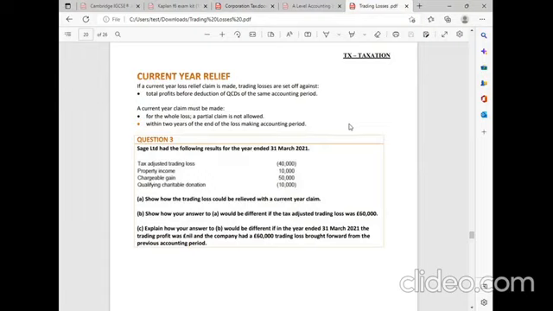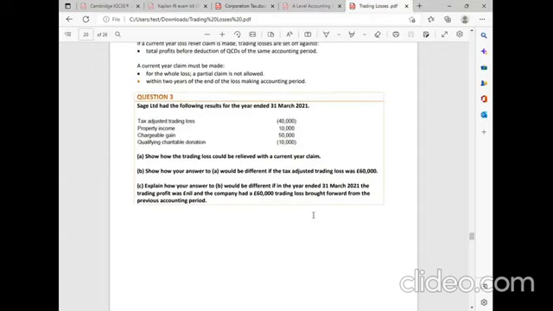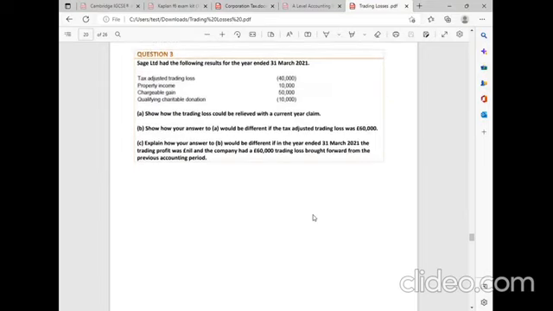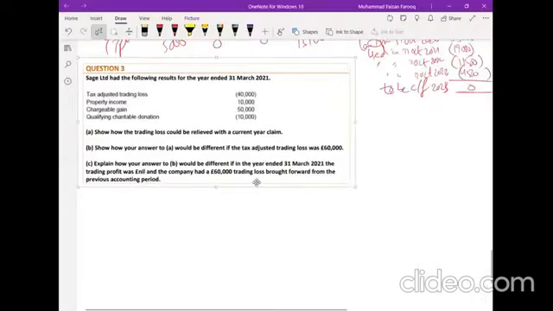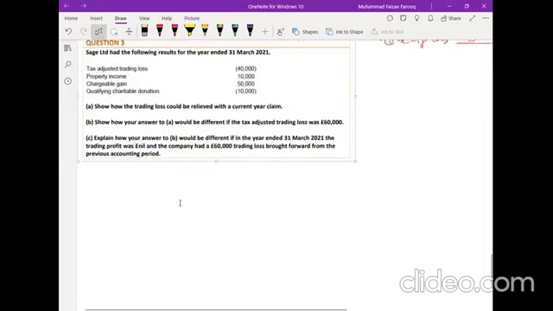Now the current year loss relief will work for the whole year of loss, and we will apply it. You have a question called Sage Limited on your screen. I need you to read it, please. Sage Limited had the following results for the year ended 31st March 2021: tax adjusted trading loss 40,000, property income 10,000, chargeable gain 50,000, qualifying charitable donations 10,000. Show how the trading loss could be relieved with a current year claim. Okay, requirement A only, we are going to discuss first.